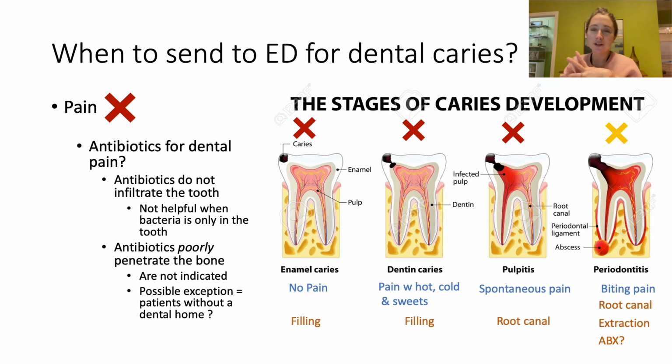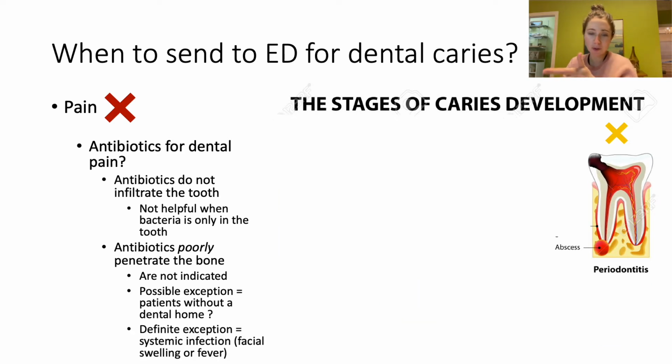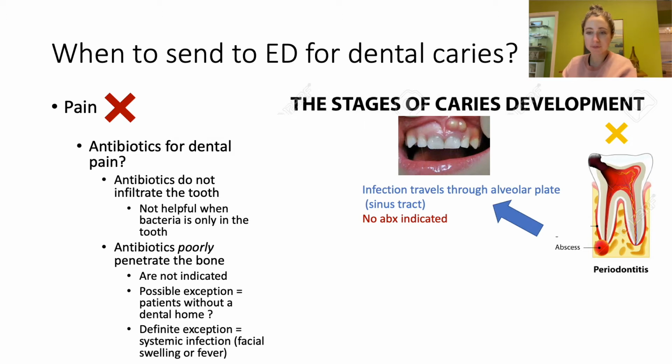But some may argue that that will remove pain and then also remove the motivation to actually go to the dentist. So the full exception, or definite exception, to give someone an antibiotic is if the infection is systemic. So if you see facial swelling or fever. So why can some dental infections become systemic?